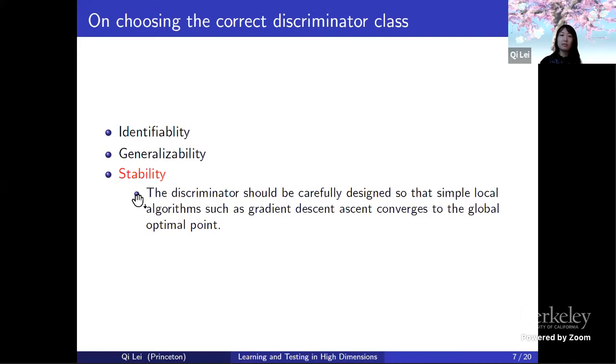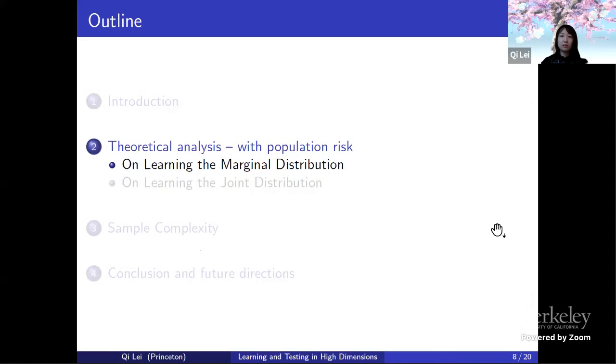And third, we also want to attain stability, meaning that simple heuristics and local algorithms like gradient descent ascent will converge, and hopefully will converge to the global optimal point. So now let's see how we can design the discriminator and how we can possibly learn the distribution.